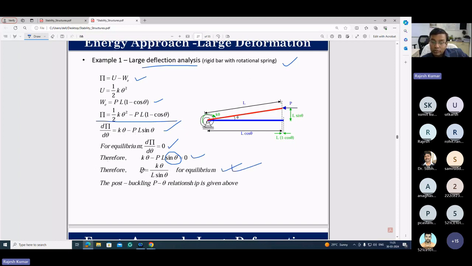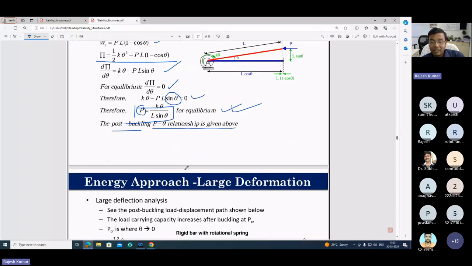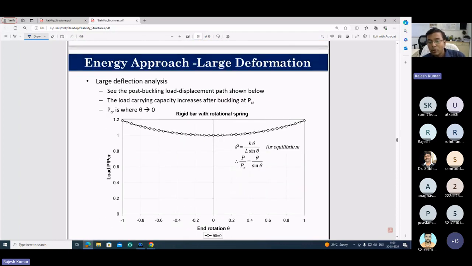At equilibrium, what you got? What is the axial load? Axial load is coming K theta divided by L sin theta. So now please try to plot P and theta. The post-buckling P and theta relationship is given above. If you are going to plot this equation, P is equal to K theta divided by L sin theta, then you will get this.